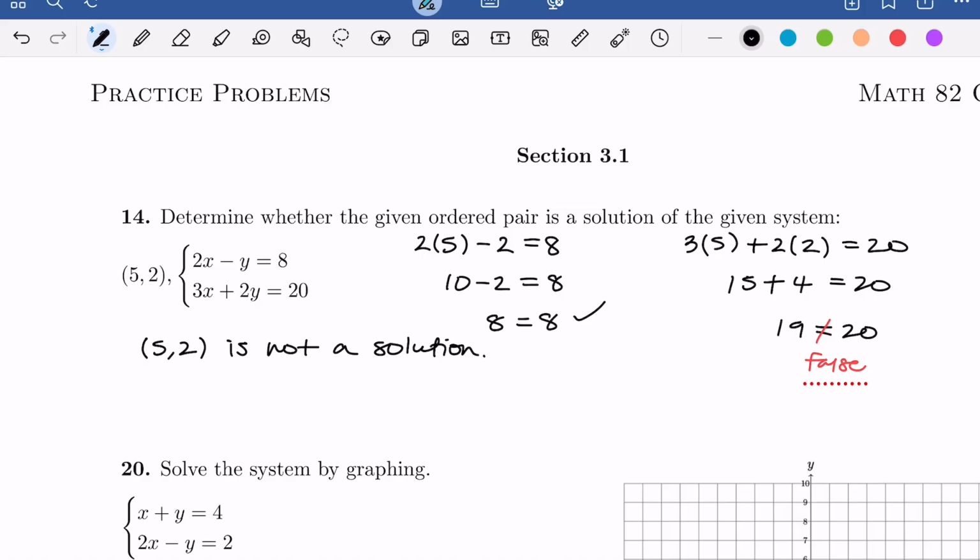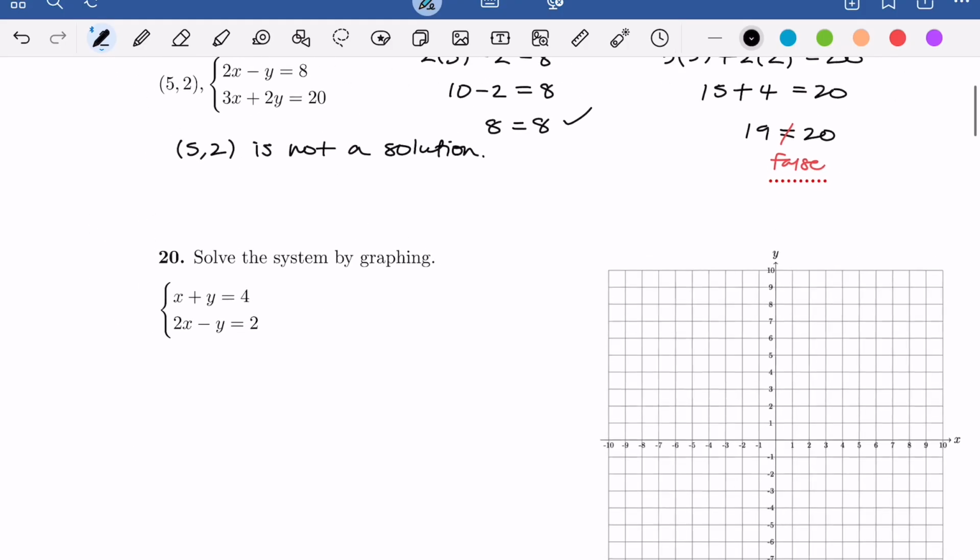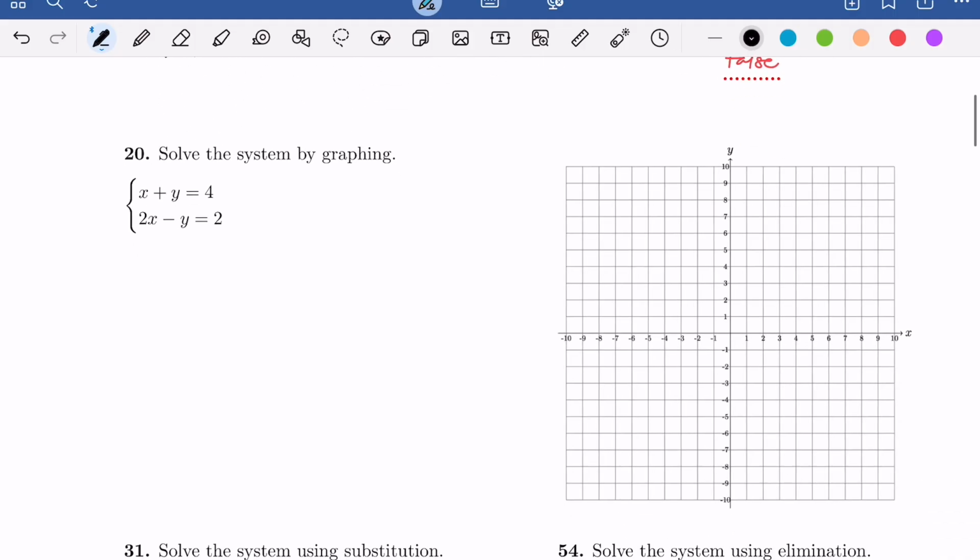All right. Now for this next one, we want to solve this system by graphing. So we have this system of two linear equations here, and we know that in order to solve a system by graphing, we're going to graph both of these equations, and the point of intersection, if there is one, will be our solution to the system. So we're going to go ahead and graph both of these.